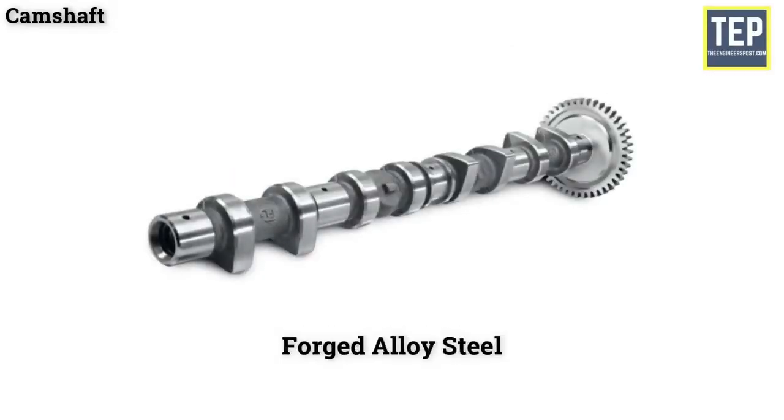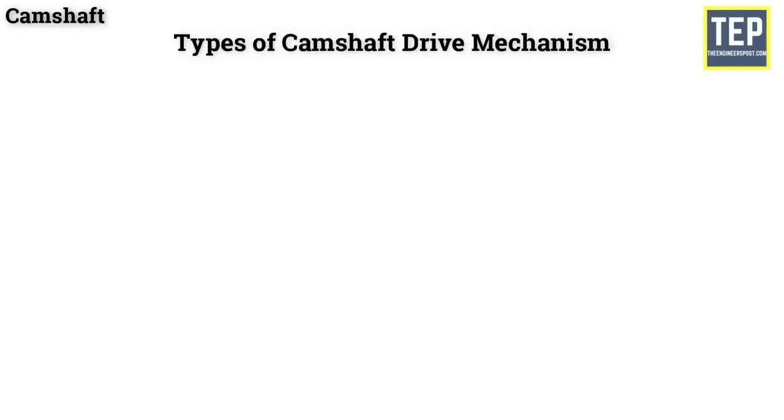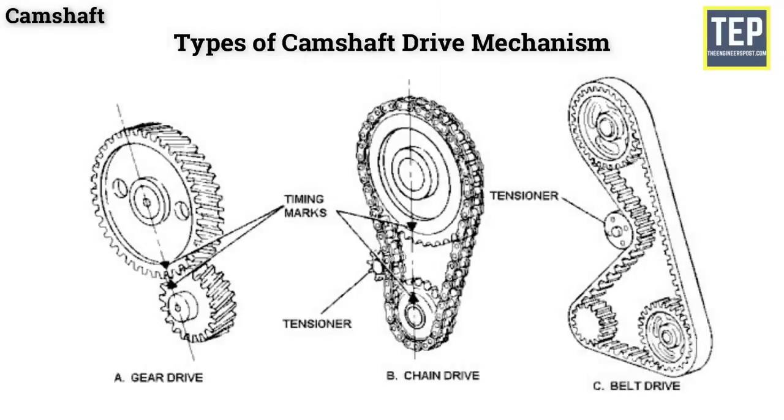Camshaft is made from forged alloy steel. There are 3 types of camshaft drive mechanism. They are gear drive, chain drive, and belt drive.